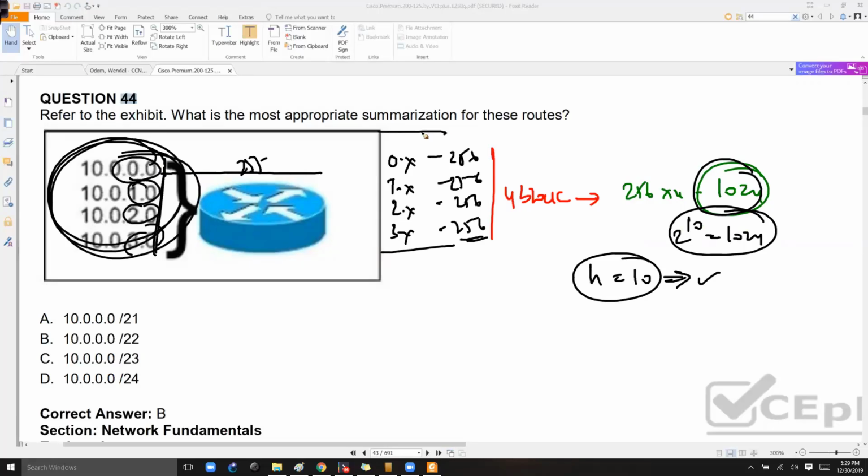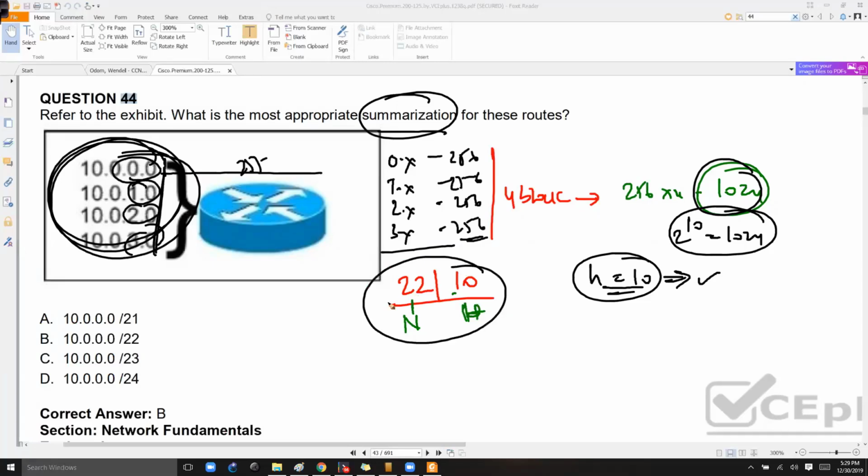Summarization means it's like combining these networks. Again, in the CCNP, we have summarization topics as well. We'll be covering that in the CCNP courses normally, where you have host bits are 10, which means the network bits will be 22. So 22 will be the network bits and host bits will be 10 as per this range. So which means /22 will be the address.